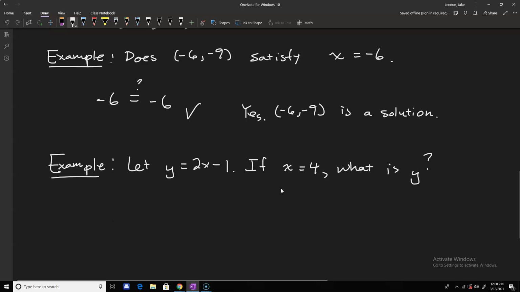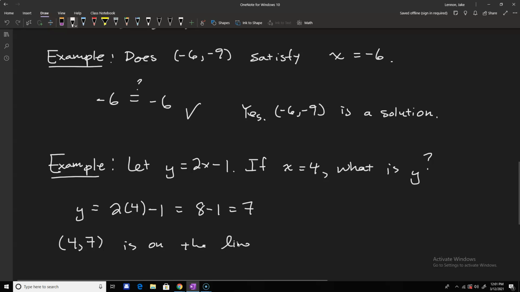So we go ahead and just plug in that value. We say y is equal to, we replace x with that number 4, and we can figure out what the coordinate is. So we have 8 minus 1, which is 7. So basically, this tells us that the point (4, 7) is on the line y equals 2x minus 1.